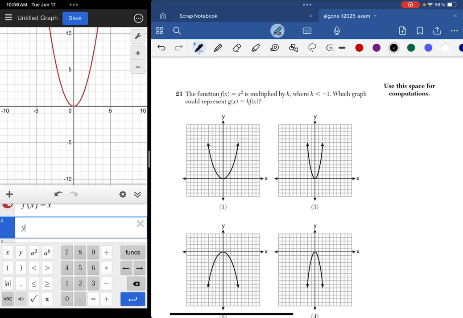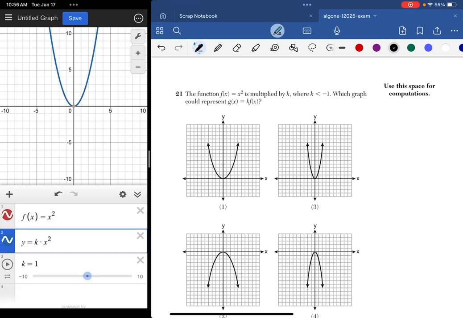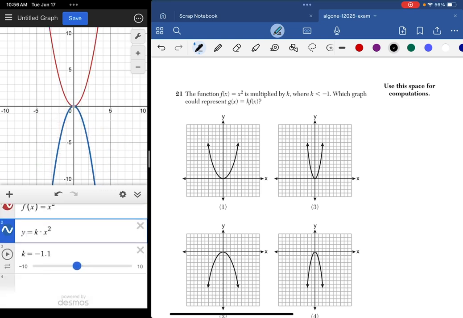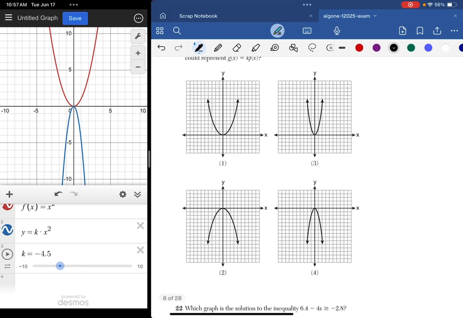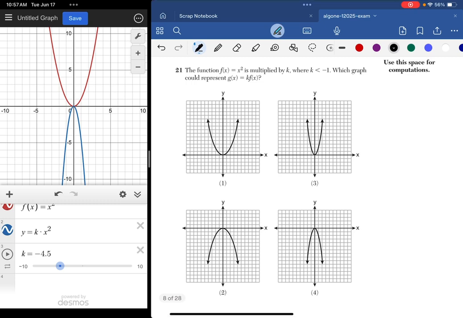So now I can do it as y equals k times x squared, because they're saying that we're taking it and multiplying it by k. So I'll just do that and throw a slider in for k. They're saying k is less than -1. What would it look like? Well, if it were k equal to -1, it would be just a mirror image. But if it's less than -1, it's going to get skinnier and skinnier. So we're looking for one that's downward facing and also skinnier than your typical y equals x squared graph, and that's going to be choice 4.